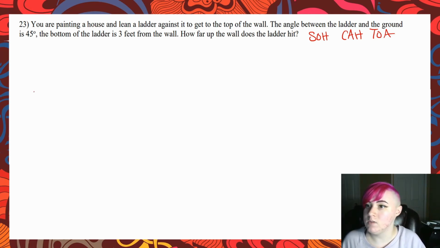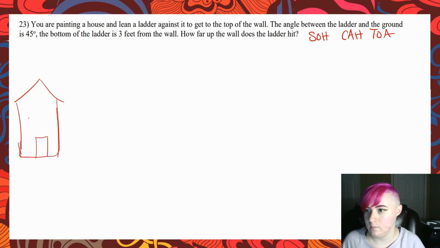So you're painting a house. So I'm going to go and draw the house. Okay. This is my beautiful house. Hope you enjoy it. And you're leaning a ladder against it to get to the top of the wall. Okay, so there's our ladder.